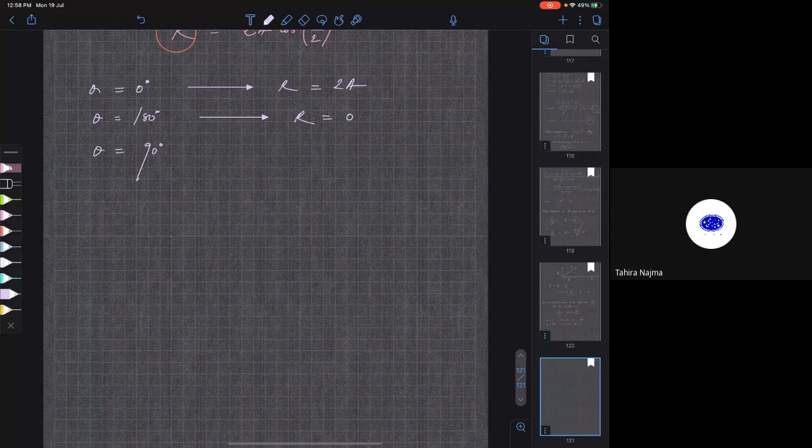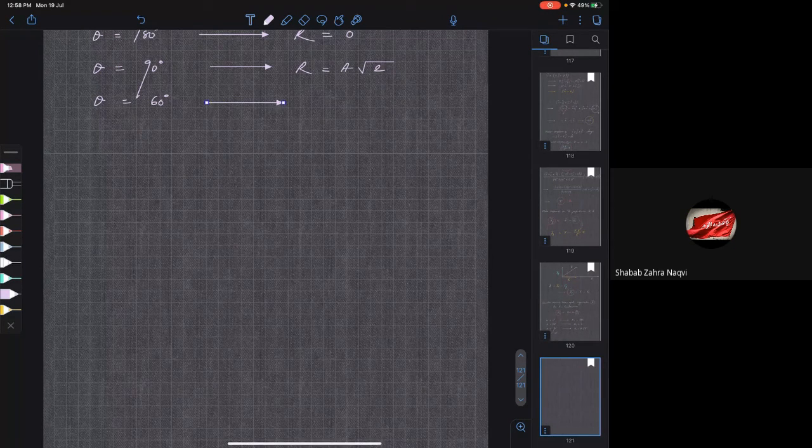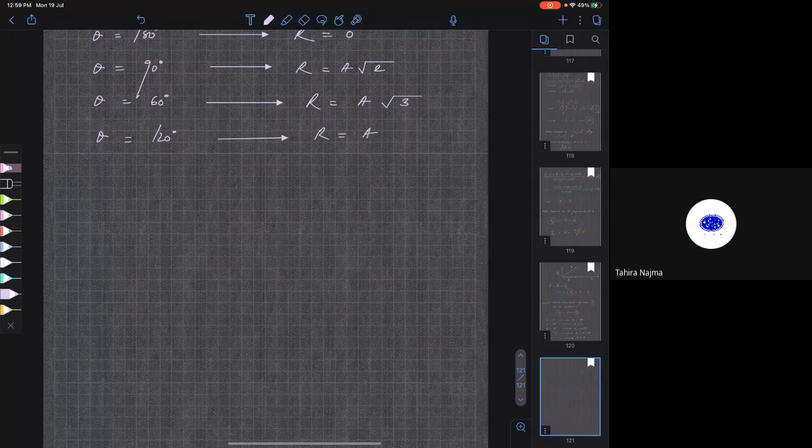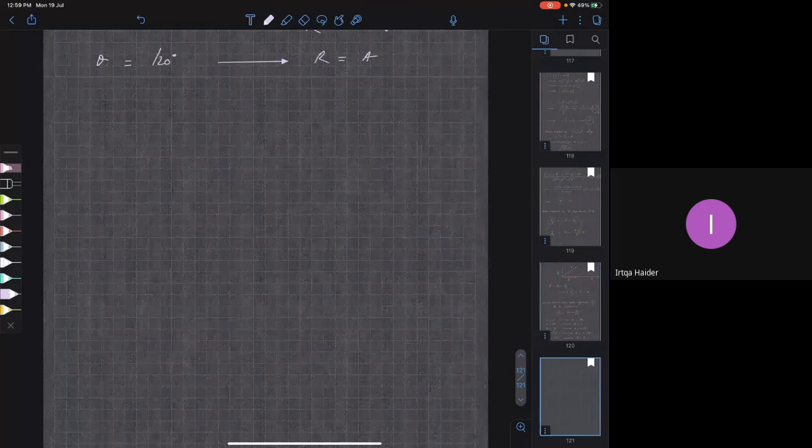If theta is 90 degrees, then R equals A root 2. If theta is 60 degrees, R equals A root 3. And R equals A if theta equals 120 degrees. Clear? Okay? Fine.